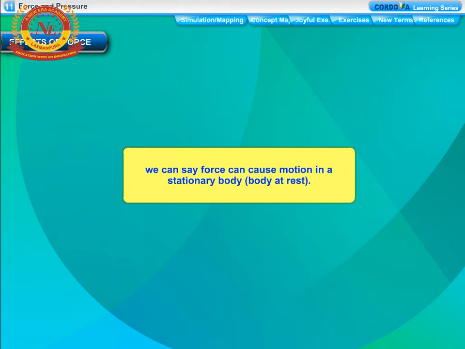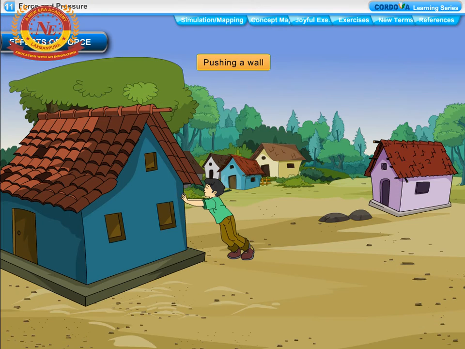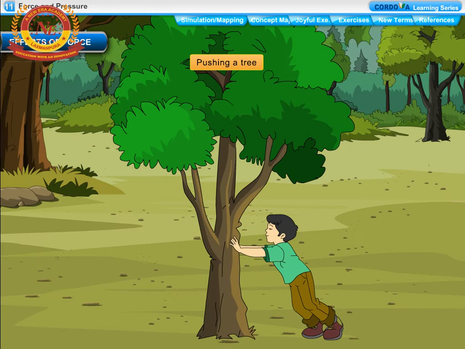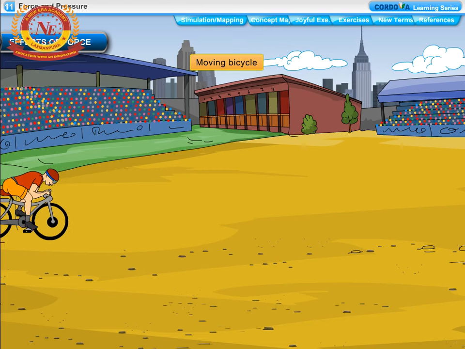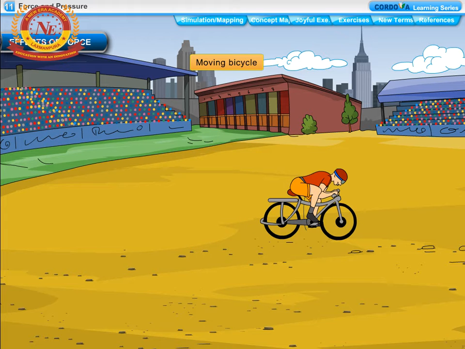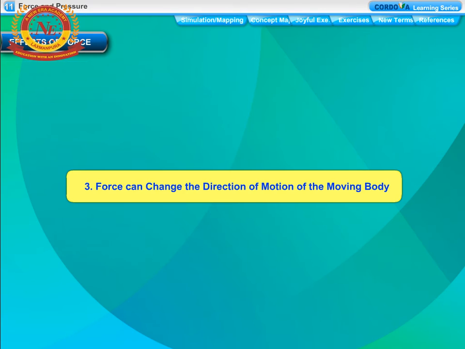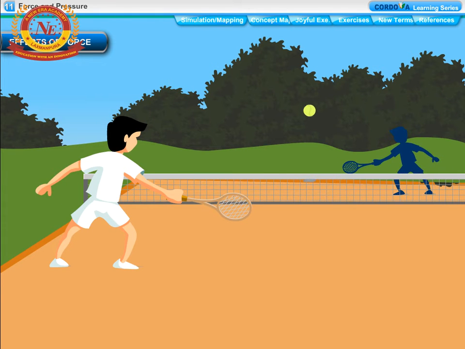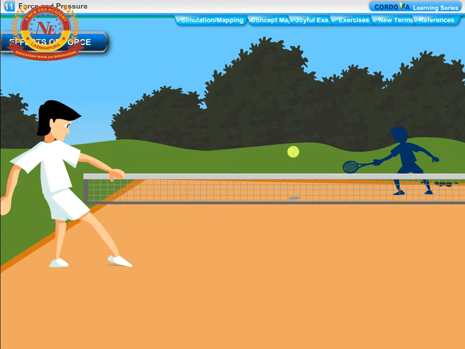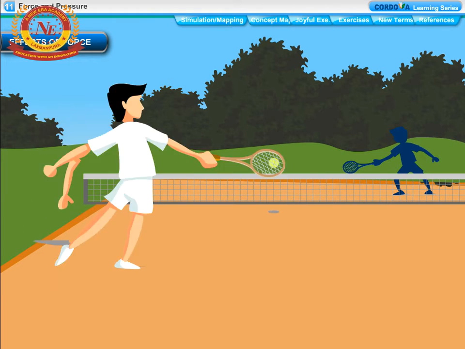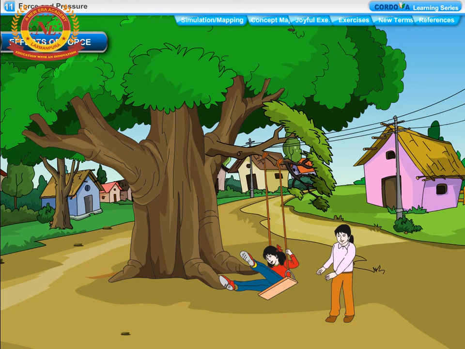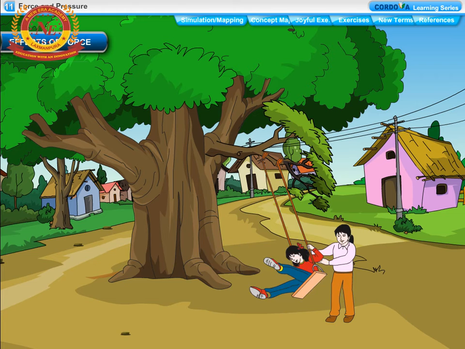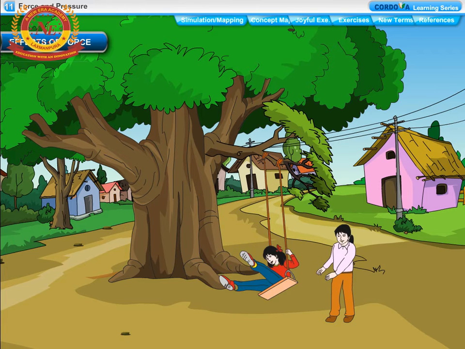However, it is not necessary that a force always makes a stationary body move. Force can stop a moving body. If we apply brakes to a moving bicycle, it stops. Force can change the direction of motion of a moving body. When we play badminton, we change the direction of the shuttle by applying force in the opposite direction with the help of a racket. Force can change the speed of a moving body. If a person pushes a moving swing, it will move faster, and if he pulls the swing in the opposite direction, it will slow down.